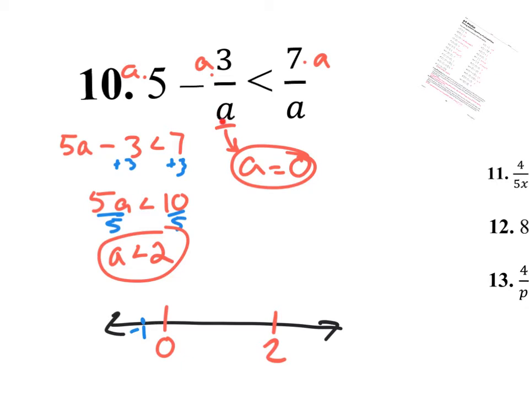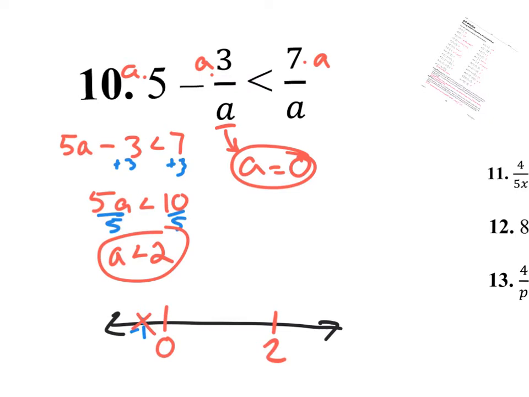When you try a negative 1, 3 over negative 1 is negative 3, but with the minus sign in front, it'll be a negative 3, which means plus 3. So you really have 5 plus 3, which is 8. And then is 8 less than 7 divided by negative 1? That'd be negative 7. Is 8 less than negative 7? Absolutely not. So that definitely did not work.